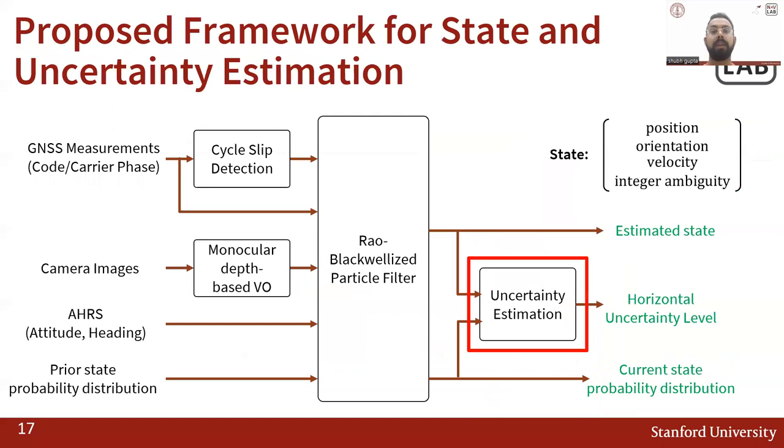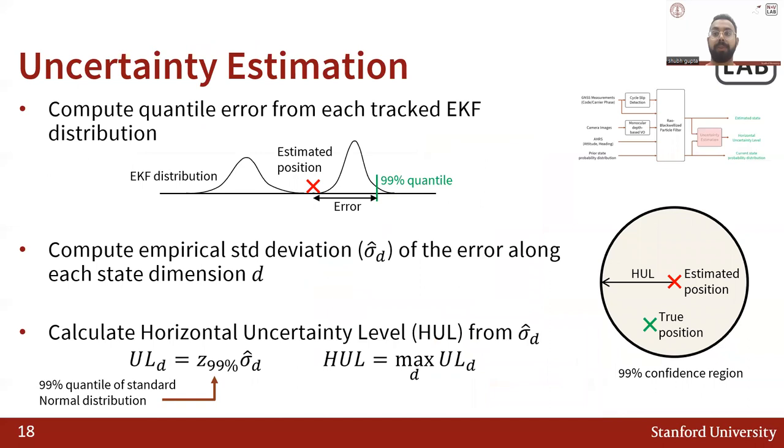So now that I have gone over our Rao-Blackwellized particle filter to generate the estimated state and the state probability distribution, I will now talk about the uncertainty estimation process from this. Our uncertainty estimation process occurs in three steps. First, we compute quantile errors from each of the tracked extended Kalman filter distributions, and these errors are computed relative to the estimated position, as can be seen in the first figure.